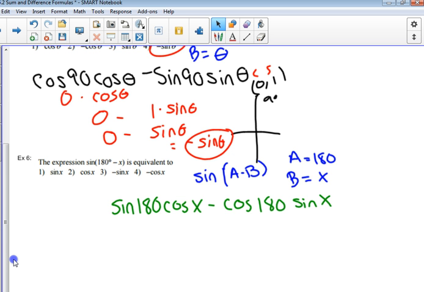Funny, so this was right. I did it on my calculator here, and it comes out... No, it should be okay. Yeah. What did you guys get for your sine 180?